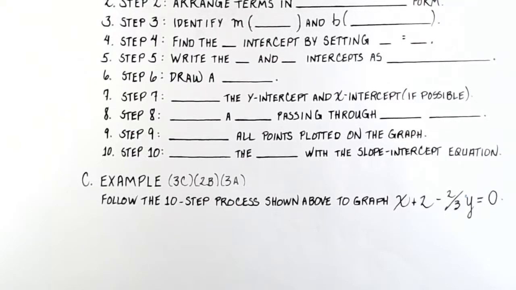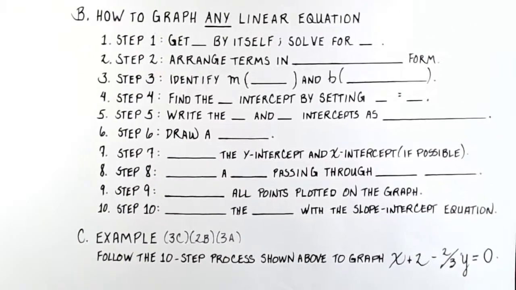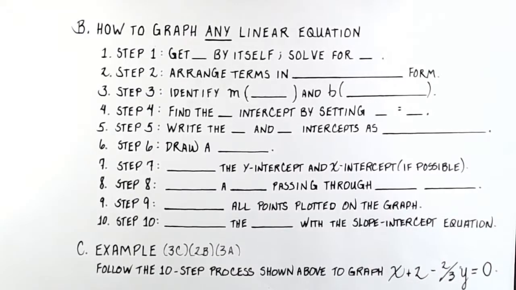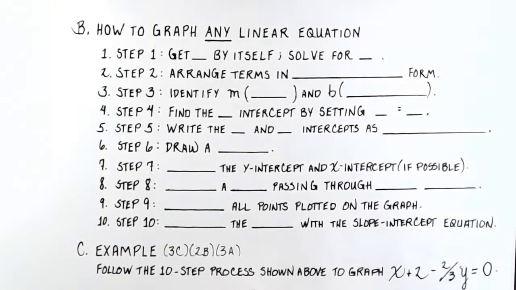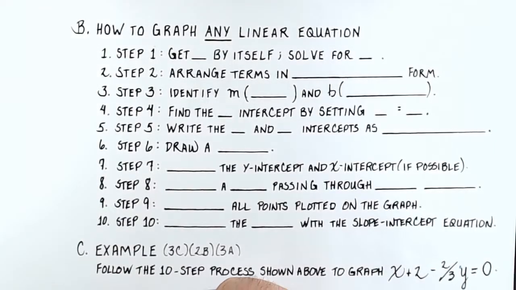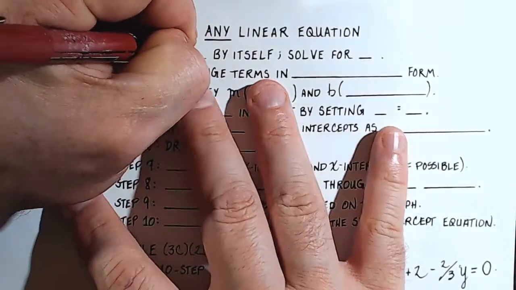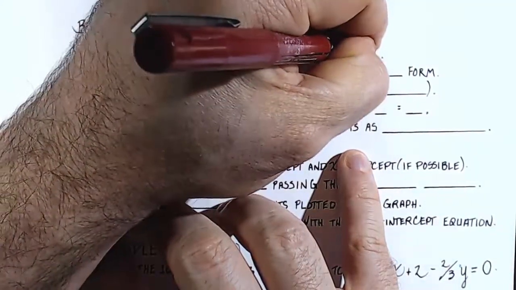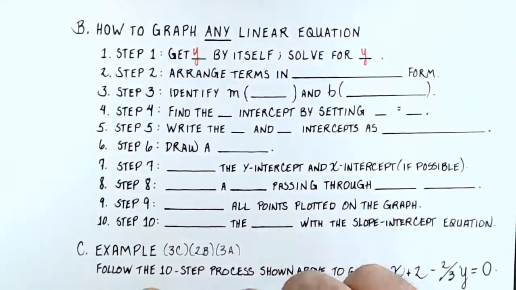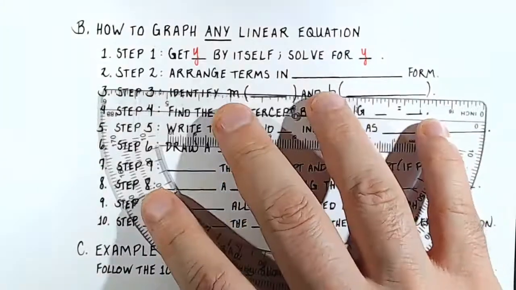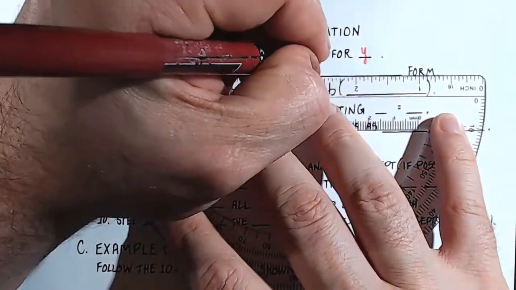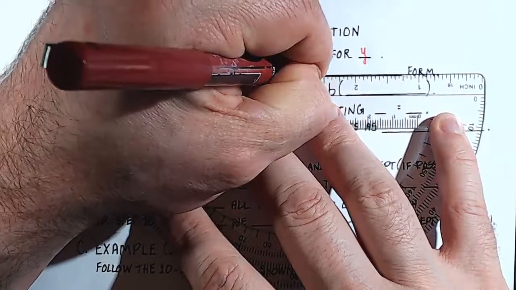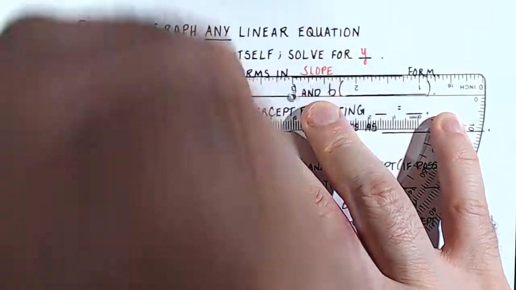Okay, moving on. We will move on to the second page here. How to graph any linear equation. Let's fill this out. Step 1, get y by itself or solve for y. We're always trying to get y by itself in these linear equations. So we're solving for y. Step 2, arrange terms in slope-intercept form. And we want to get it in slope-intercept form.